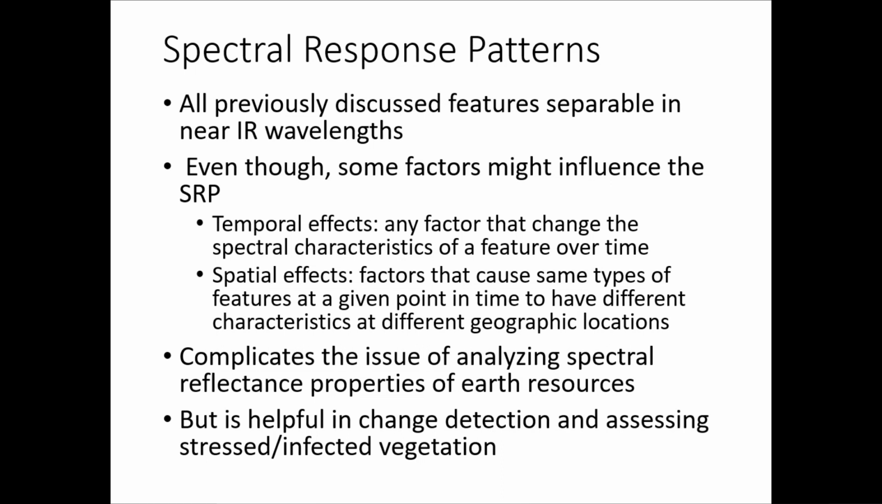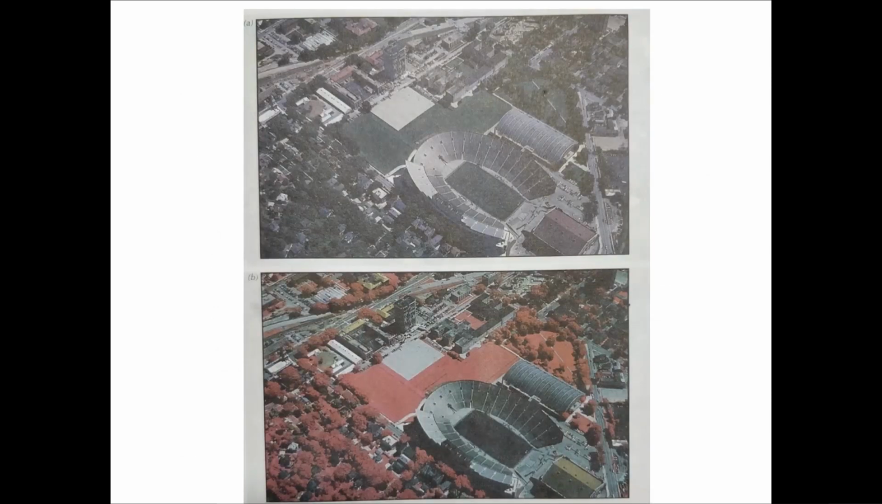All right. So that's all about spectral reflectance patterns. If you look at this figure, the top figure is captured by a camera operating in the visible spectrum, and the bottom image is the same location captured at the same time, but using a sensor that operates in the IR range. Okay. What do you observe from these two figures? You can see a stadium based on the spectral reflectance. What do you observe?